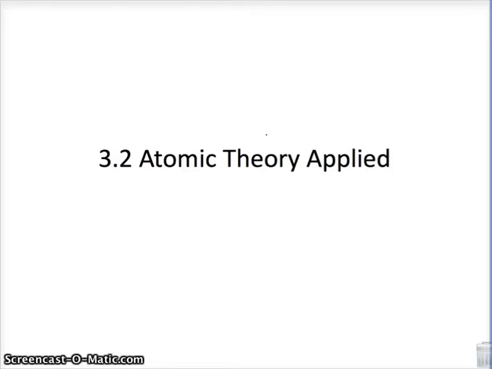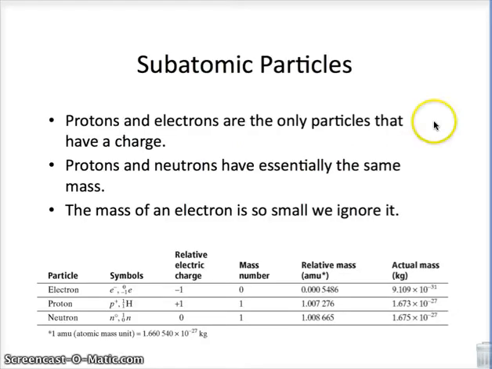Alright, so we're quickly going to be going through atomic theory applied. So we've already talked about the basics of atomic theory. We know about protons and electrons and how they were discovered, talked about neutrons. Now, points, table, obviously you need to copy the table into your notes. Pick up on a couple of things. The electron's mass is basically meaningless.